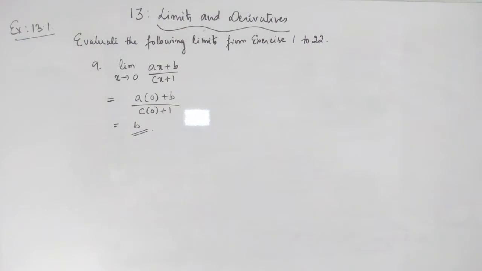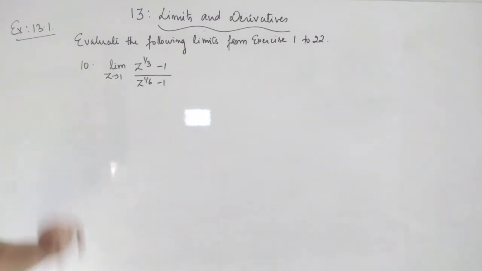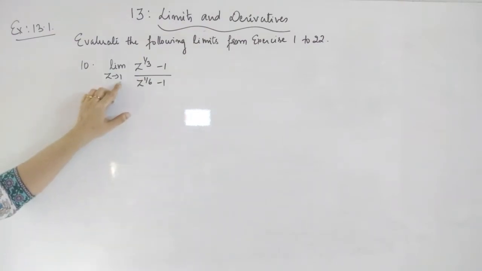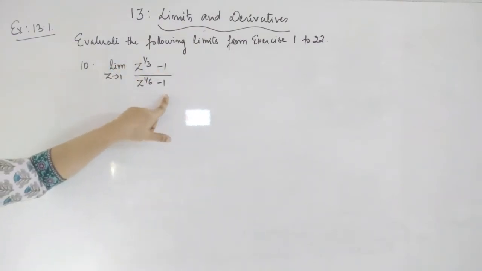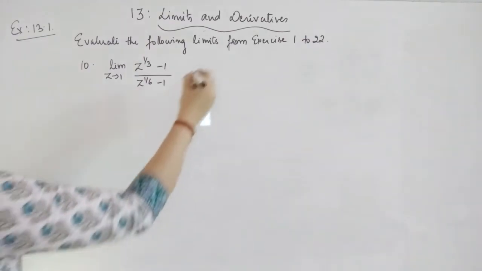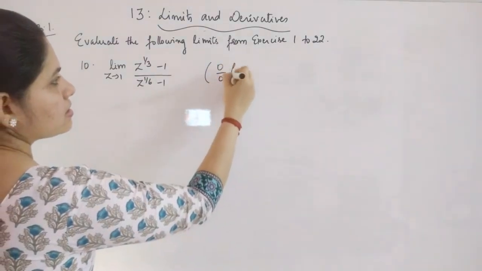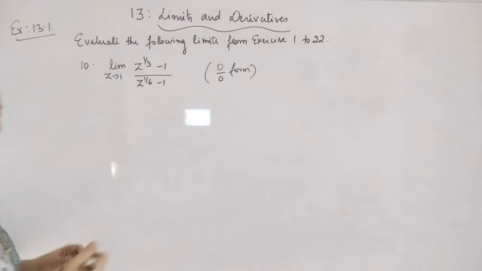Okay. Now for question number 10, which is limit z tends to 1, z raised to 1 by 3 minus 1 divided by z raised to 1 by 6 minus 1. When you substitute z as 1, you will get 1 minus 1 by 1 minus 1, which is of 0 by 0 form. So this is of the form 0 by 0. That means you have to do something else other than the direct method.